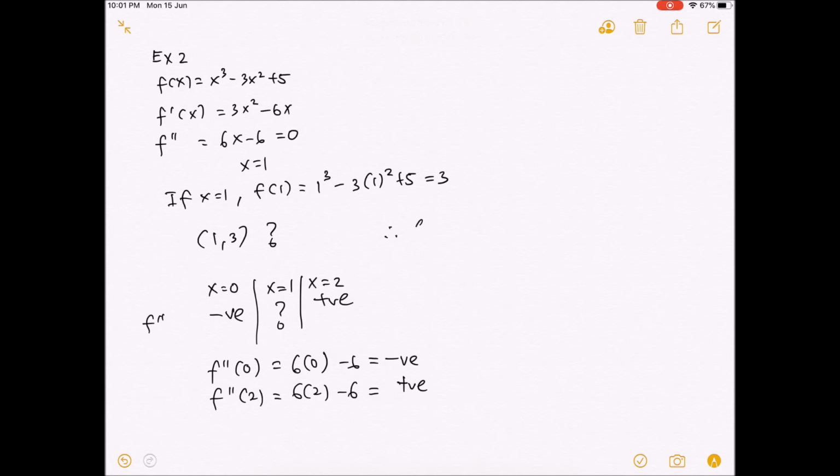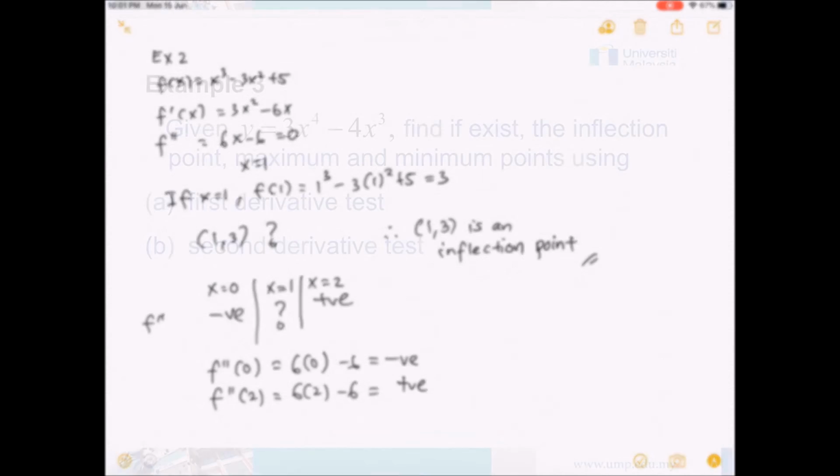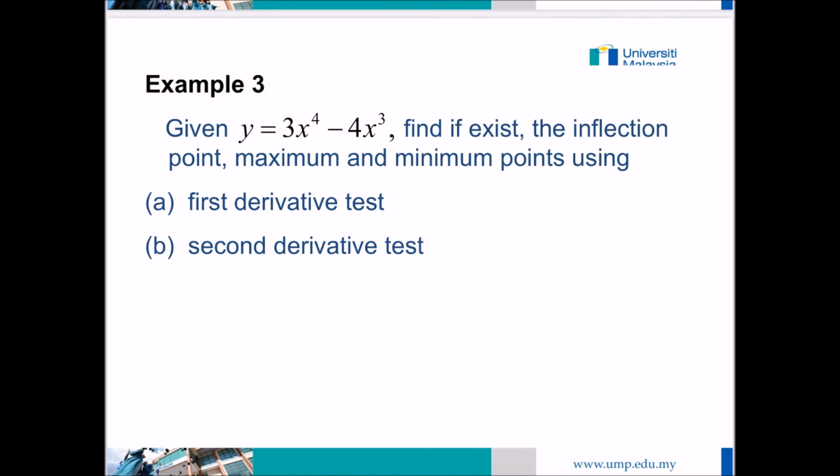Okay, so it is indeed that (1, 3) is an inflection point because the f double prime changes sign from negative to positive. Last example in this inflection point topic. Given y equals to 3x to the power of 4 minus 4x to the power of 3, find, if they exist, the inflection point, maximum and minimum points using the first derivative test and the second derivative test.